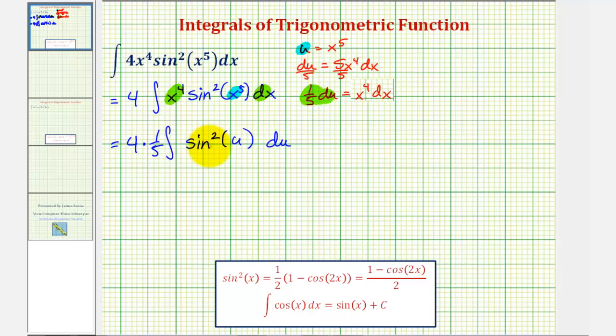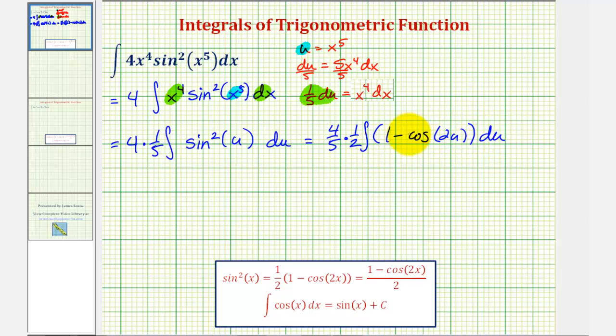So we'll have to apply a power reducing formula given here, where if we have sine squared u, that's equal to 1/2 times the quantity 1 minus cosine 2u. So here we have 4/5 times the integral of, performing this substitution, we'll have another factor of 1/2. We'll have the integral of the quantity 1 minus cosine 2u.